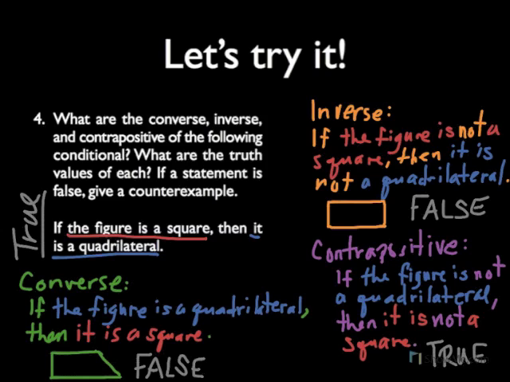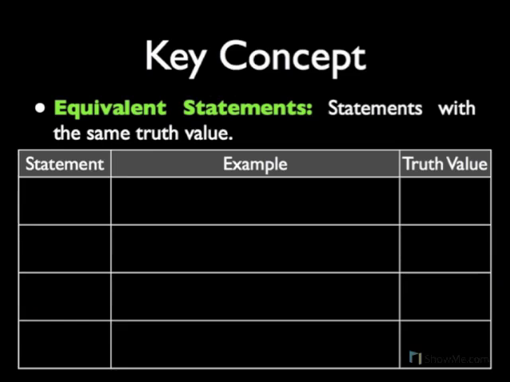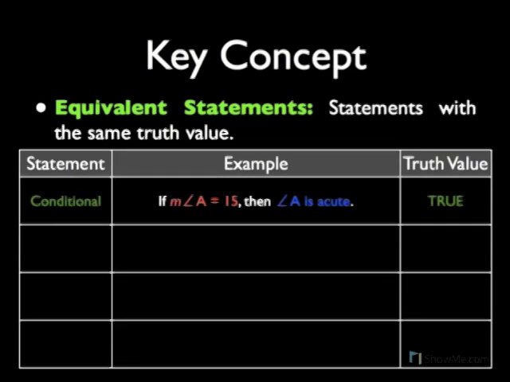I'm hoping you noticed a pattern from our example. It will actually come in very handy when identifying truth values. And it is also helpful when discussing something called equivalent statements. Equivalent statements are statements with the same truth value. So if we go back to our original example of the angle, if the measure of angle A is 15 degrees, then angle A is acute.